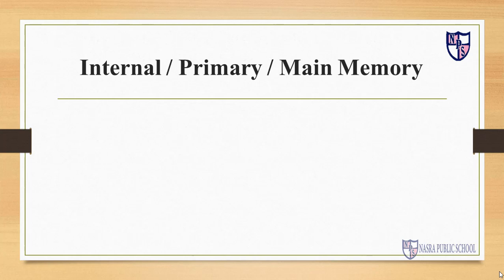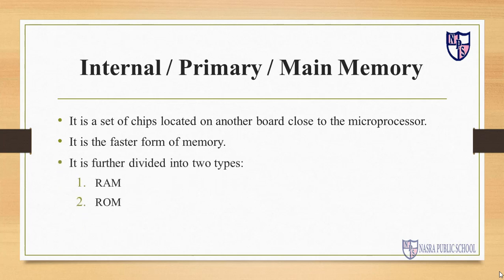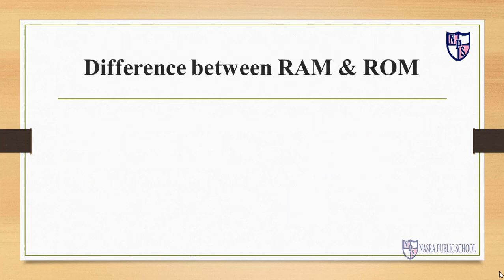Now let's find out what internal, primary, and main memory is. It is a set of chips located on a board close to the microprocessor. It is the faster form of memory. It is further divided into 2 types. One is RAM and the other is ROM. Now let's find out the difference between RAM and ROM.